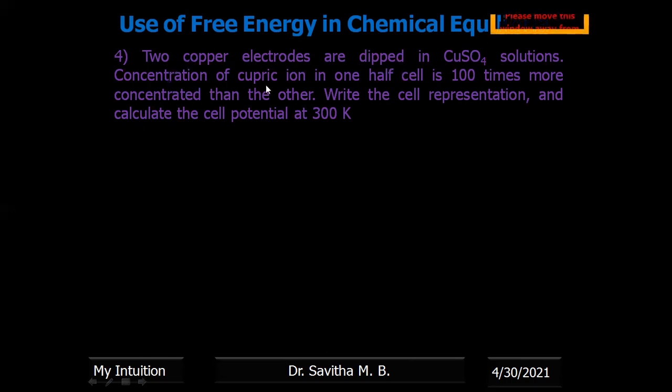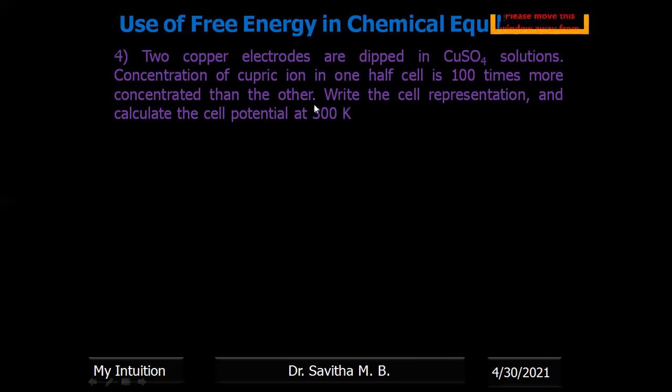Now the concentration of copper ions in one half cell is 100 times more than the other. So if in one compartment the concentration of copper sulfate is 1 molar, in the other copper half cell the concentration is 100 molar. By default, the 100 molar copper sulfate compartment is the cathode. Now you have to write the Nernst equation, the cell representation, and then calculate the E cell at 300 Kelvin.